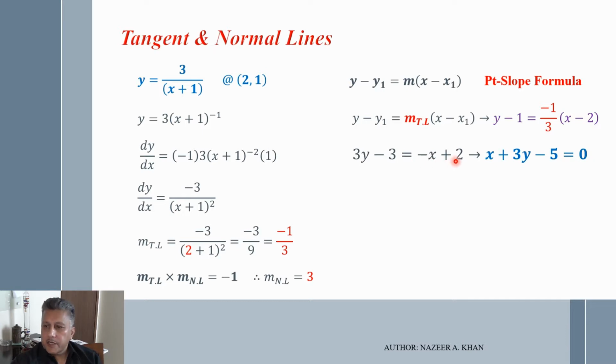I'm going to put it in the standard general form, positive x, so I'm going to take this over to that side. It becomes positive. The y stays the same. I'm going to take the 2 over, it'll become minus 2, and it'll be minus 5. This is the equation of the tangent line. So we are almost there.